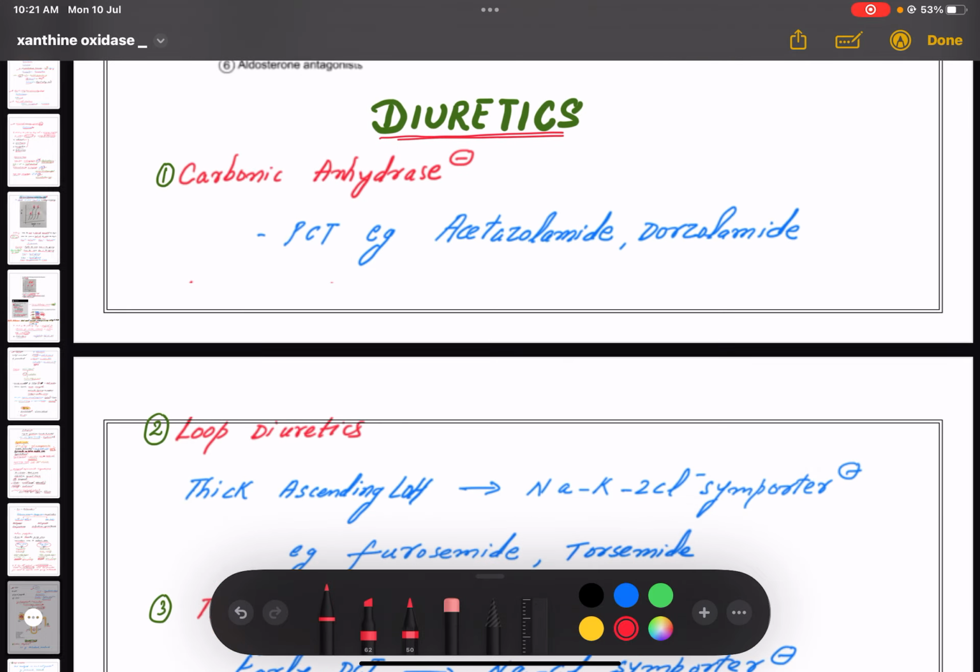Now let's see these drugs. The first class of drugs is carbonic anhydrase inhibitors. What are diuretics actually? Diuretics are responsible for excretion of sodium as well as water. Now we have a class of diuretic that is known as carbonic anhydrase inhibitors. Carbonic anhydrase inhibitors work in the proximal convoluted tubule. Examples of drugs are acetazolamide and dorzolamide.